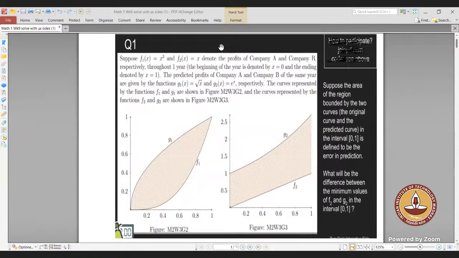Sir, what is the relevance of giving the first graph here? Yeah, there are follow-up questions with this. Okay, sir.